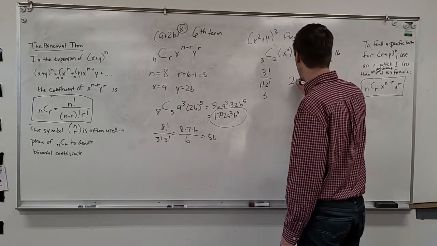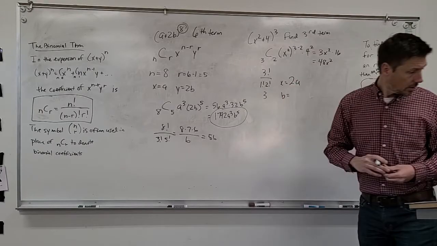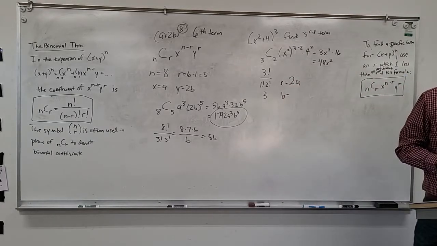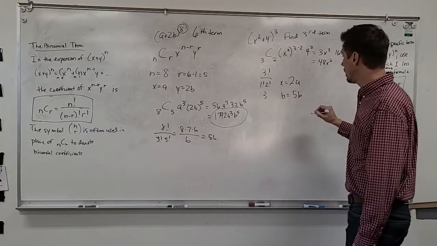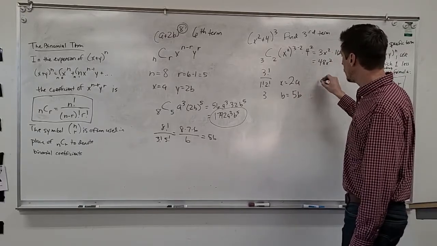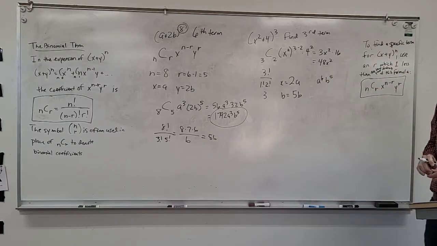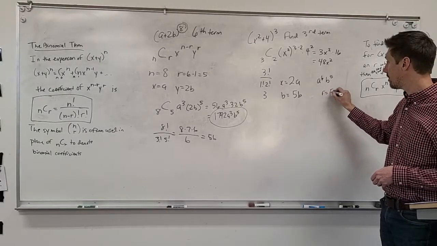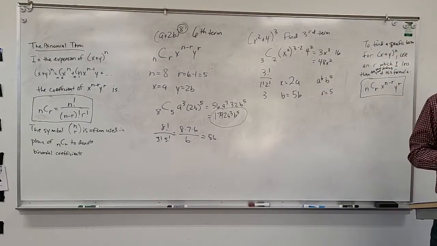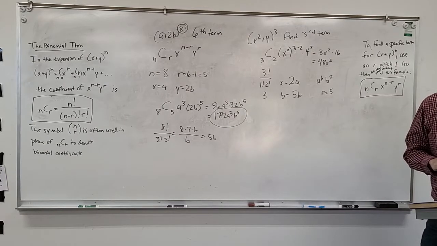Since we've got 2a is what x is equal to, and b is equal to 5b, we know that when we plug this in here, we're going to end up with a to the 6th power and b to the 5th power. And the only way those numbers are going to work out for us is if we have an r that's equal to 5. Does everybody see that? So that's how we can determine which r we're going to use for that one.